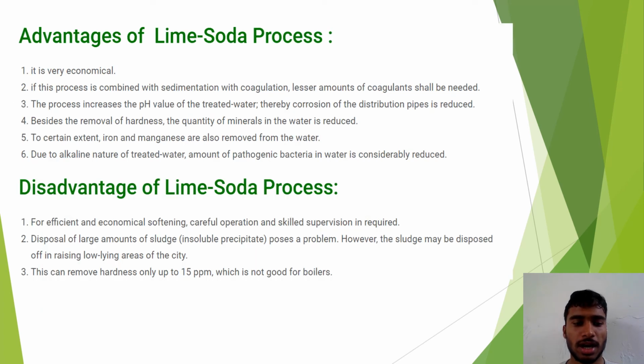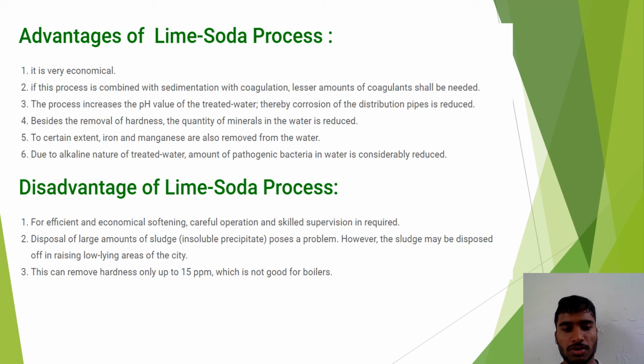Now let us look at the advantages of the lime soda process. It is very economical. If this process is combined with sedimentation with coagulation, lesser amounts of coagulant are needed. The process increases the pH value of the treated water, thereby corrosion of the distribution pipes is reduced. Besides the removal of hardness, the quantity of minerals in the water is reduced. To a certain extent, iron and manganese are also removed from the water. Due to the alkaline nature of treated water, the amount of pathogenic bacteria in water is considerably reduced.